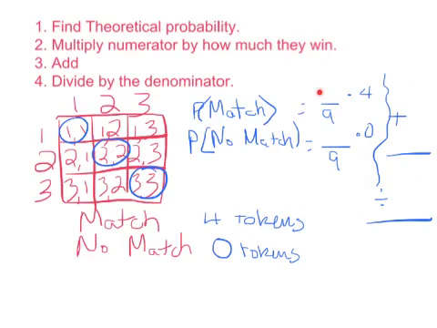You just have to figure out how many times they will win, how many times they will lose, and then go through the steps. Multiply the numerator by how much they win and lose. So times 4 times 0. Step 3, add. So add those two, whatever you get, and then divide by the denominator, which would be 9 this time. That goes right down here, 9. Alright, and that's going to be how much you can expect to pay out per game.